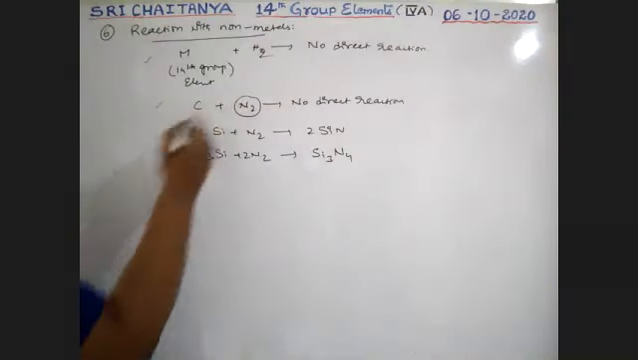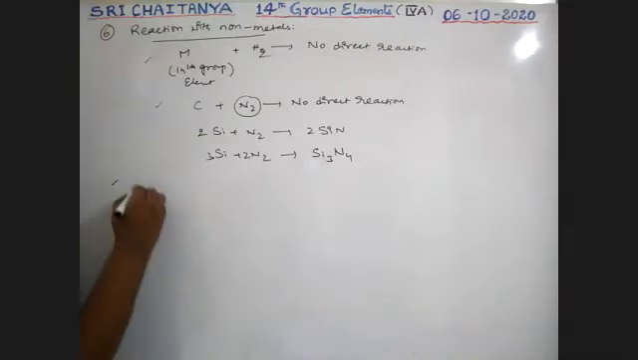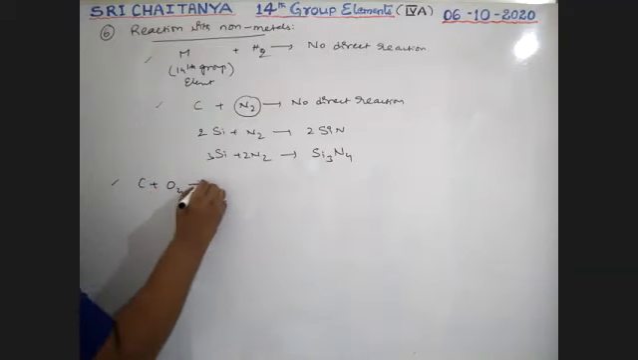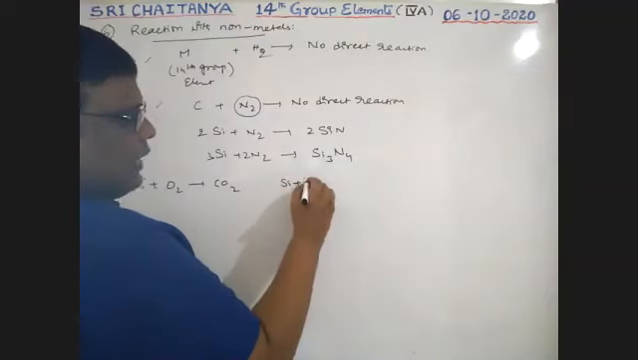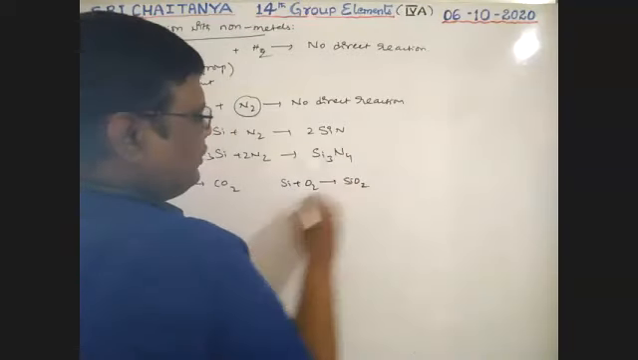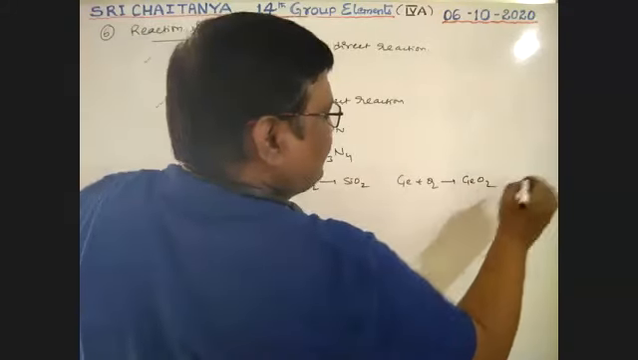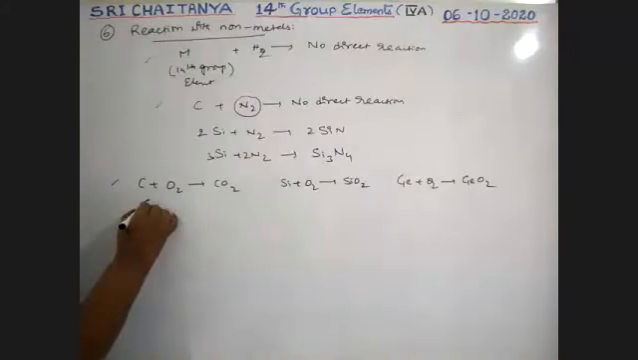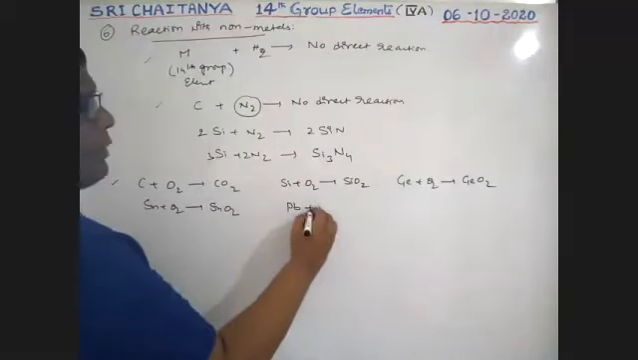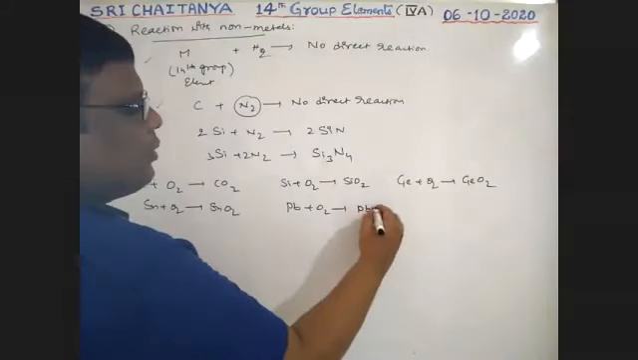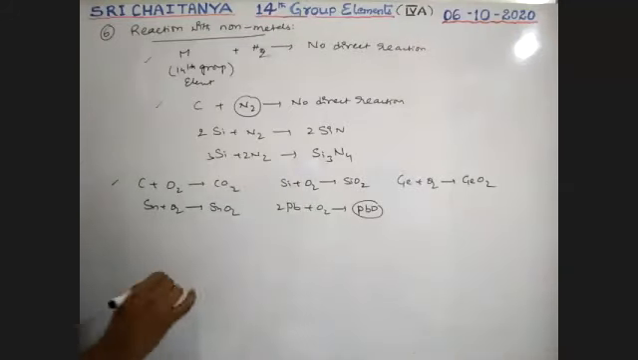Next, this was with nitrogen. Now let us discuss oxygen. Carbon reacts with oxygen to give carbon dioxide. Silicon reacts with O2 to give SiO2. Germanium reacts with oxygen to give GeO2. Yesterday we covered it. Tin plus O2 gives SnO2. Lead plus O2 gives PbO, monoxide. In all other cases, dioxides are the products.